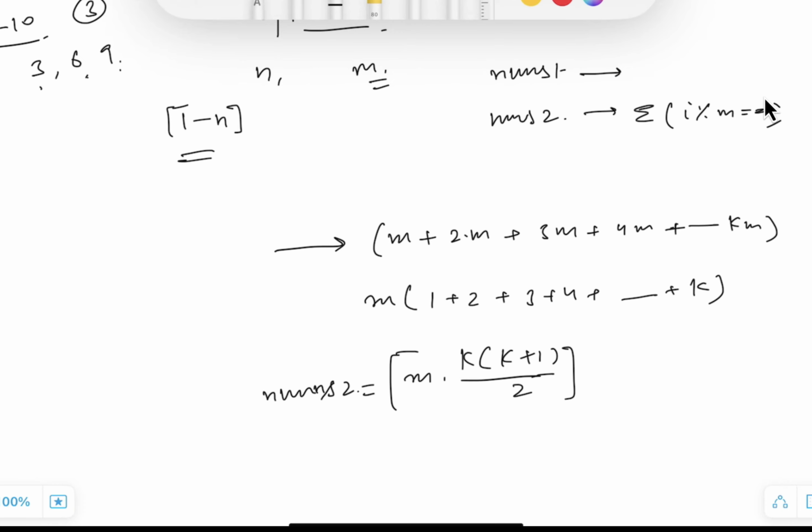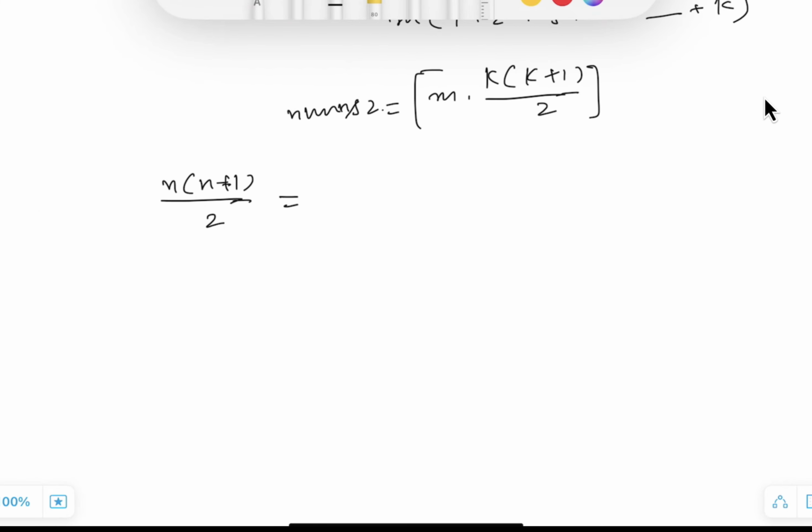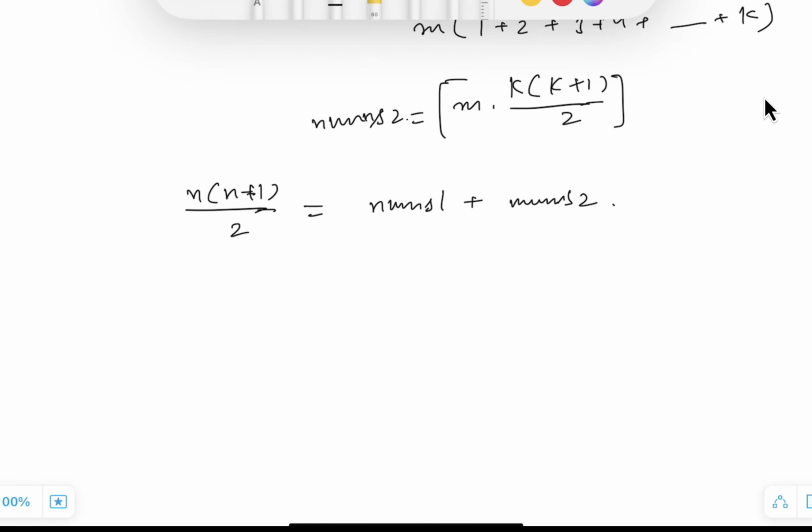And what is nums1 plus nums2? N into n plus 1 divided by 2. This value is equal to nums1 plus nums2, because if I choose any number between this range 1 to n, that number is either non-divisible by m or divisible by m. If it is non-divisible by m, it's in nums1. If divisible by m, it is in nums2. Okay, the sum is equal to this.